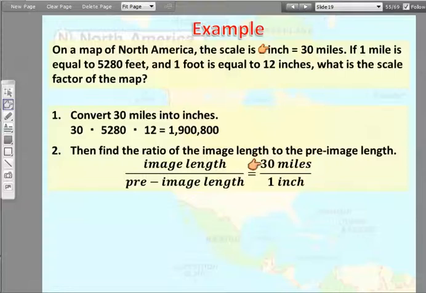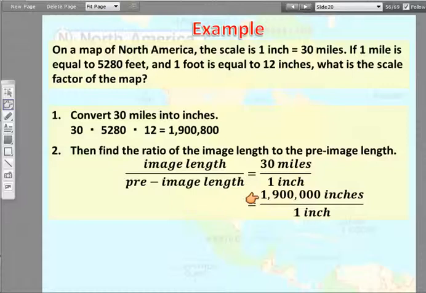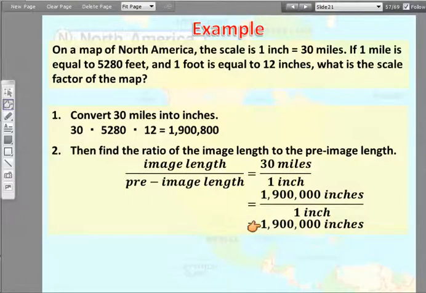And then I've got to simplify this. 1,900,800 divided by 1 is going to give me 1,900,800 inches. I think there's supposed to be an 8 right there. I left the 8 out. There should be an 8 there. So anyway, when I divide that by 1, I'm going to get 1,900,800 inches. And like I said, there should be an 8 right there.